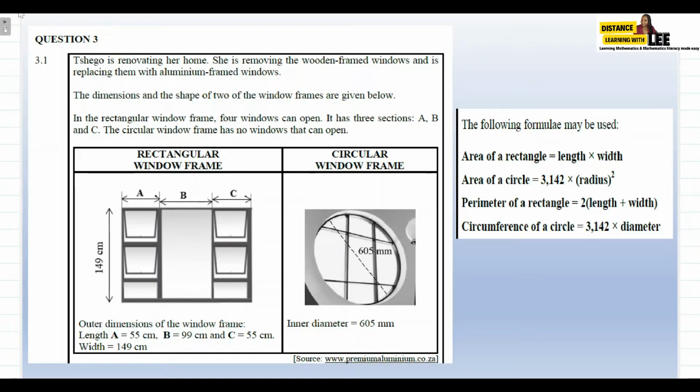Then they were super generous with this question. We are given the formulas that we can use to calculate the area of our rectangle, the area of a circle, the perimeter of a rectangle, as well as the circumference of a circle. Circumference is the same as perimeter.